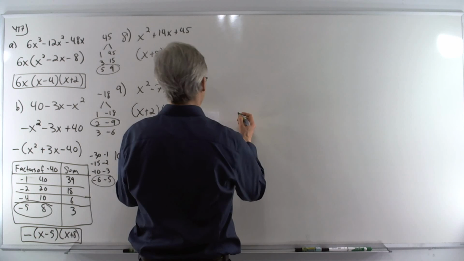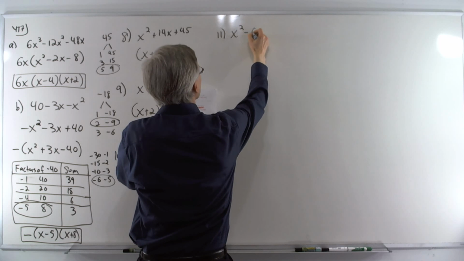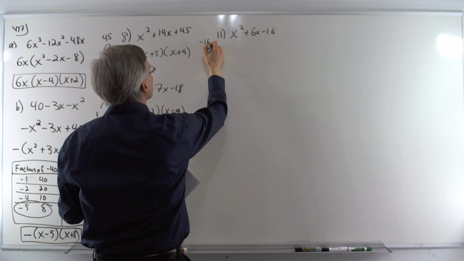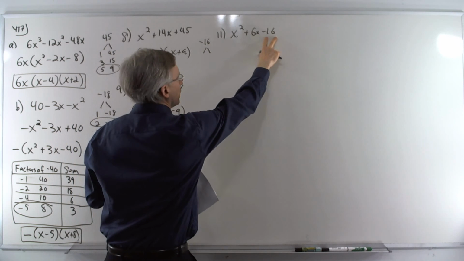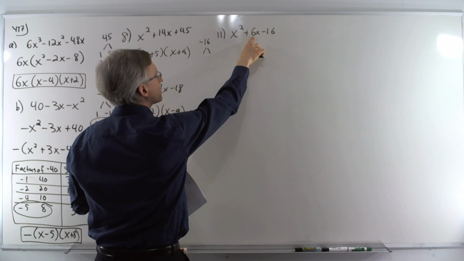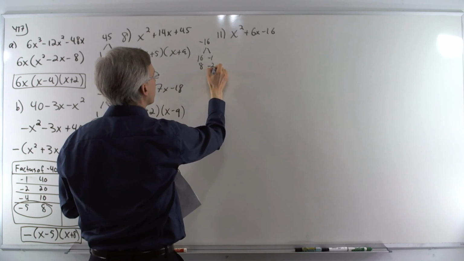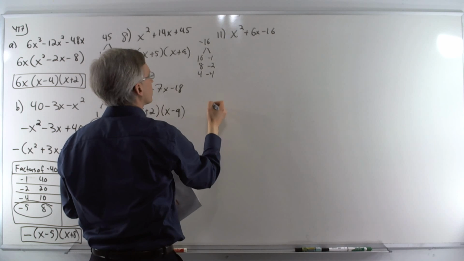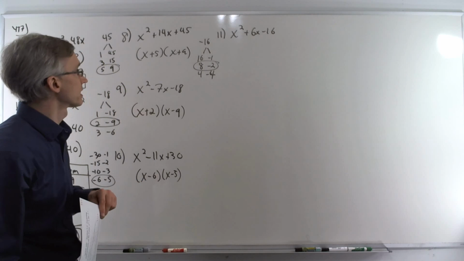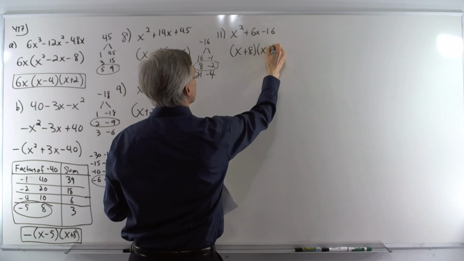Number 11, x squared plus 6x minus 16. So we got a negative number here, so we have oppositely signed numbers as factors, and the bigger ones can be positive. So we can do 16 times negative 1, 8 times negative 2, 4 times negative 4. 8 plus negative 2 is positive 6, so there's our two numbers. So here we get x plus 8 times x minus 2.